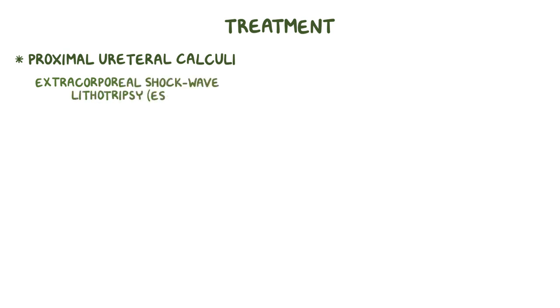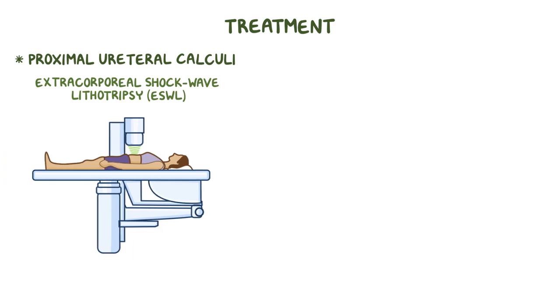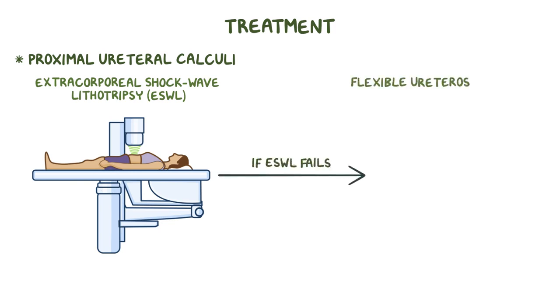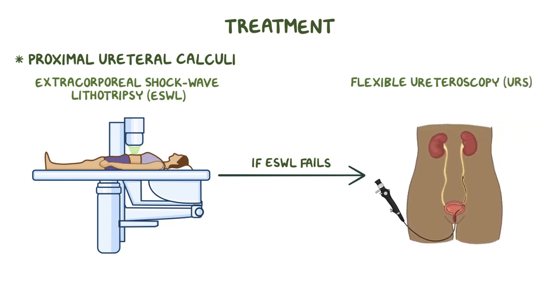For proximal ureteral calculi, meaning stones located further up in the ureter, one option is extracorporeal shockwave lithotripsy, or ESWL. ESWL is a machine that uses high-energy sound waves that produce shock waves to break kidney stones into smaller fragments, which can then be passed in the urine. If ESWL fails, then flexible ureteroscopy, or URS, can be done instead. URS is also preferred during pregnancy. URS is done with an endoscope that's passed through the urethra, bladder, and finally into the ureter where it's used to remove the stone.